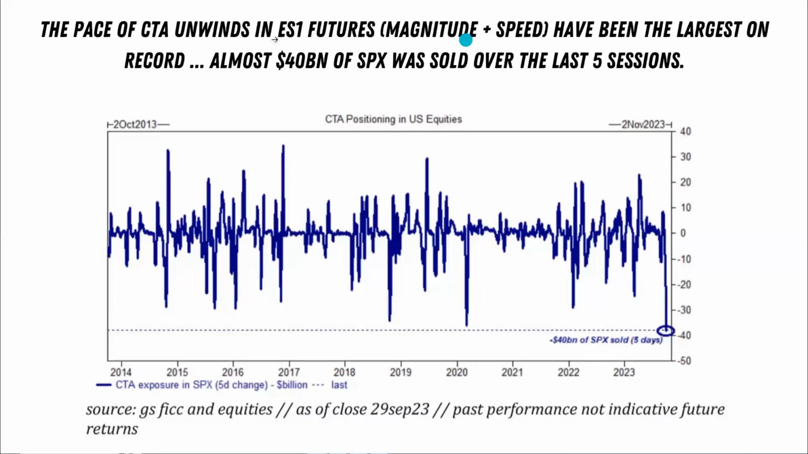All right, a few more things we're going to go over and talk about, but the pace of CTA unwinds in the S&P 500 futures has been the largest on record. Almost 40 billion of SPX was sold over the last 5 sessions. And then what did we see on Friday? Well, Friday we had that jobs report. The futures were down massively, and I think we just saw a massive amount of shorts getting squeezed out of the market, right? Or at least taking profit. It doesn't necessarily have to be that they were squeezed. Maybe new money shorts were squeezed, but there was definitely plenty of profit taking.